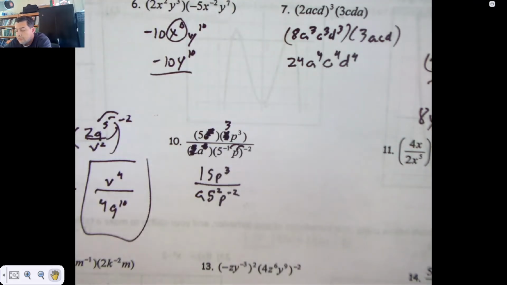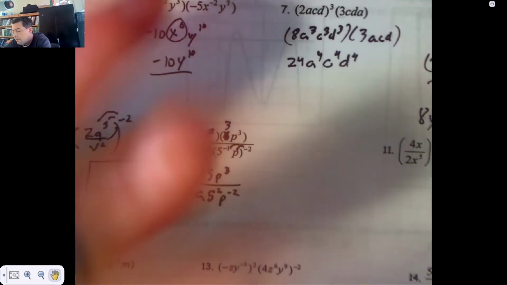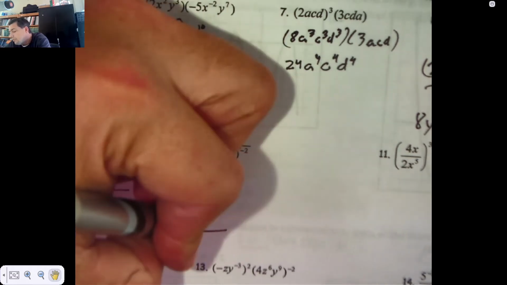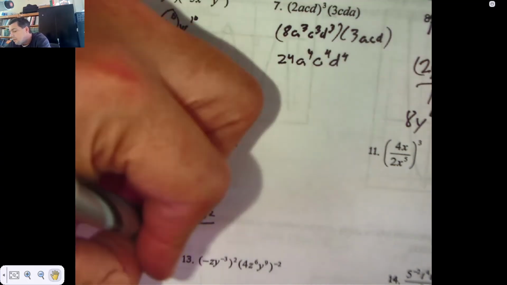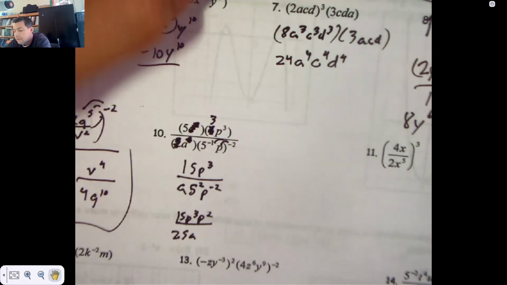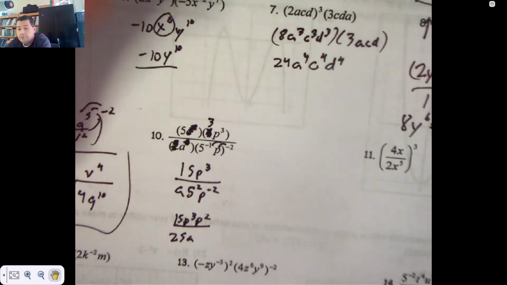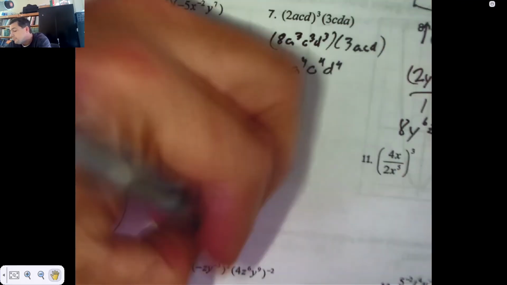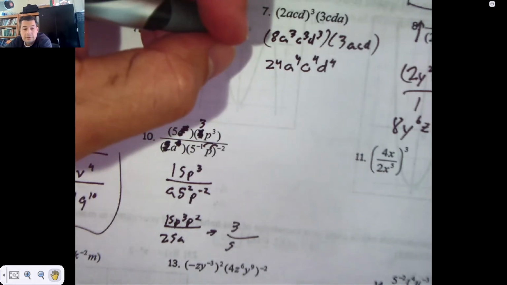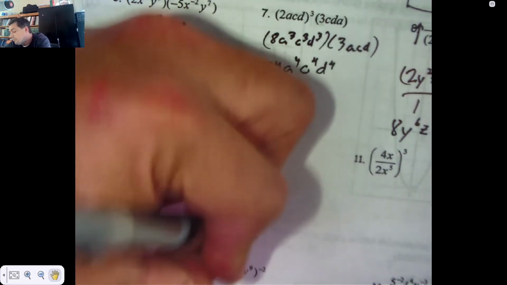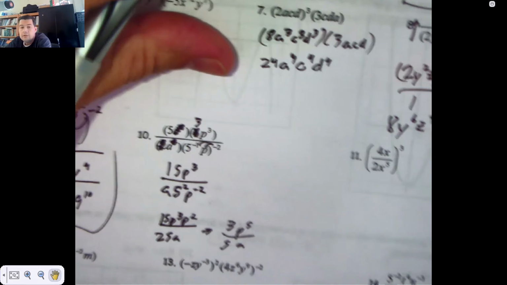And I'm going to do some evaluation. 15p cubed, p squared moves next to it. 5 squared is 25, and there's an a. And then 15 over 25 reduces down to 3 and 5. And p cubed, p squared is p to the 5th. And there's an a down low.